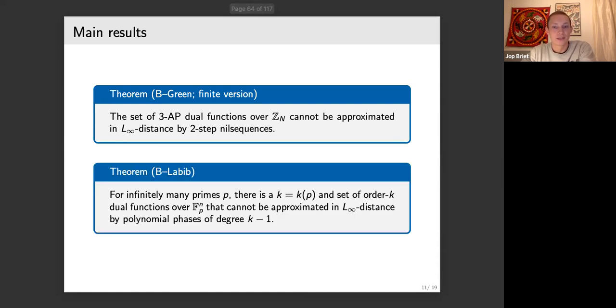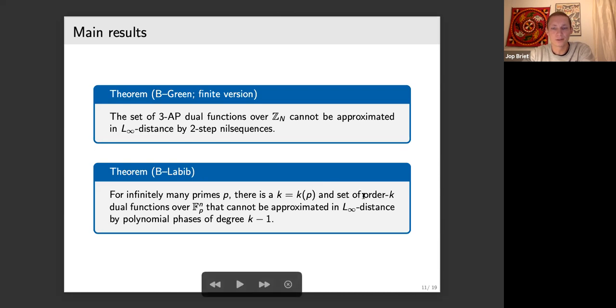The second result says essentially that things go wrong in the finite field setting as well, but it's not quite as clean. Here we get counterexamples to the idea that order k dual functions can be approximated by degree k minus 1 polynomial phases.